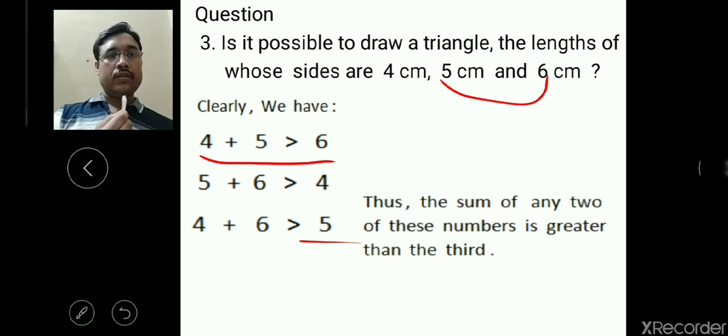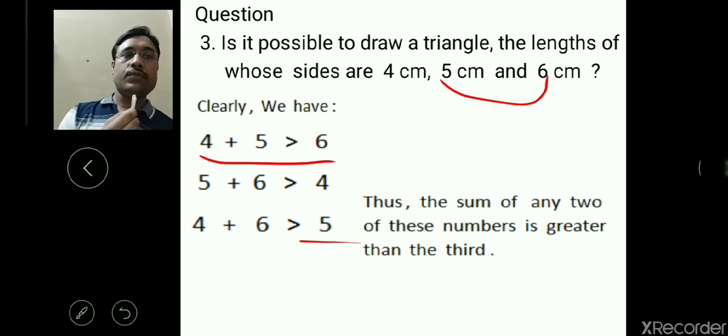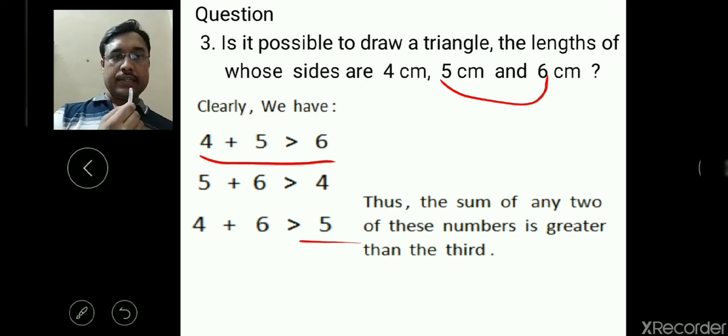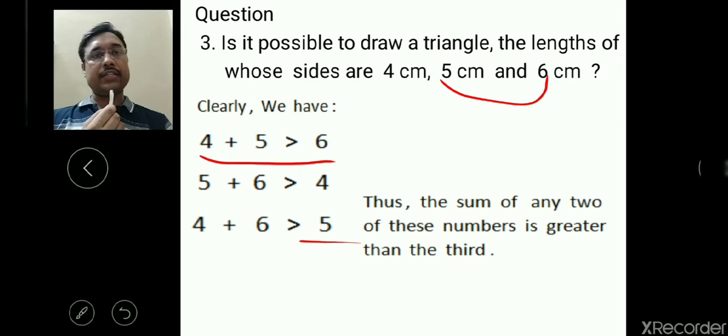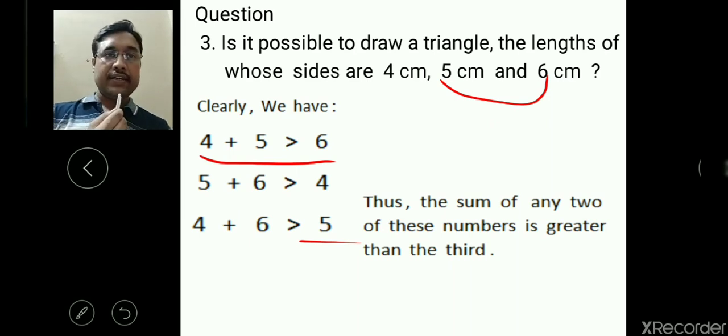Then we can say thus the sum of any two of these numbers, three numbers are there, 4, 5 and 6. At the starting you cannot say the sides, you can say the numbers only, because it is not confirmed that it is forming a triangle. We are checking, we are verifying whether it is a triangle or not. So you will say the numbers. The sum of any two of these numbers is greater than the third number.